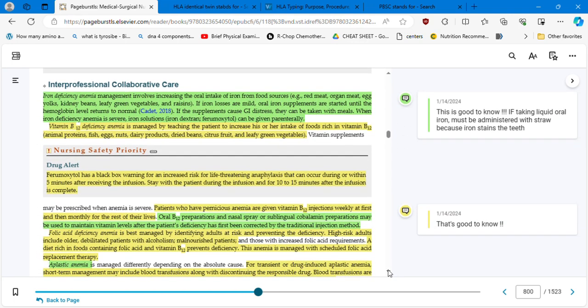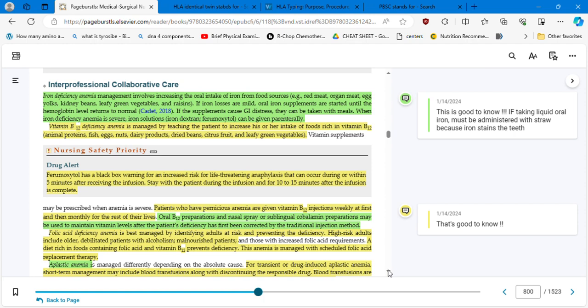Iron deficiency anemia management involves increasing the oral intake of iron from food sources: red meat, organ meat. Professor, what organ meat? It's liver. Liver is a good choice. If you are able to find organic liver, you are blessed. Okay, it's kind of difficult and it's kind of expensive, but it's one of the best sources. Egg yolks, kidney beans, leafy green vegetables, and raisins.